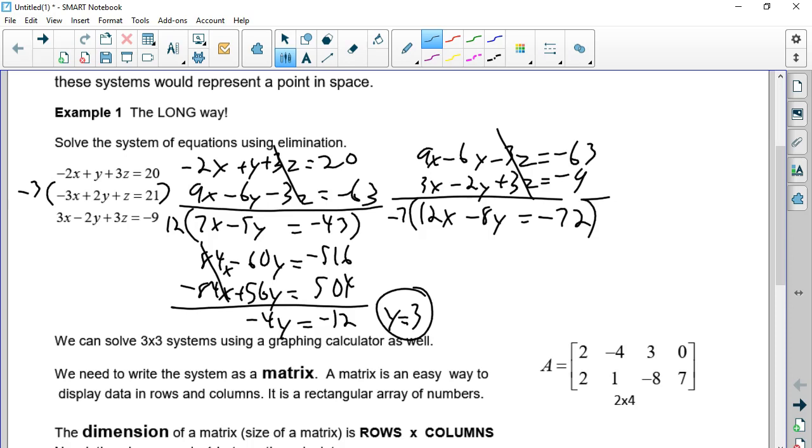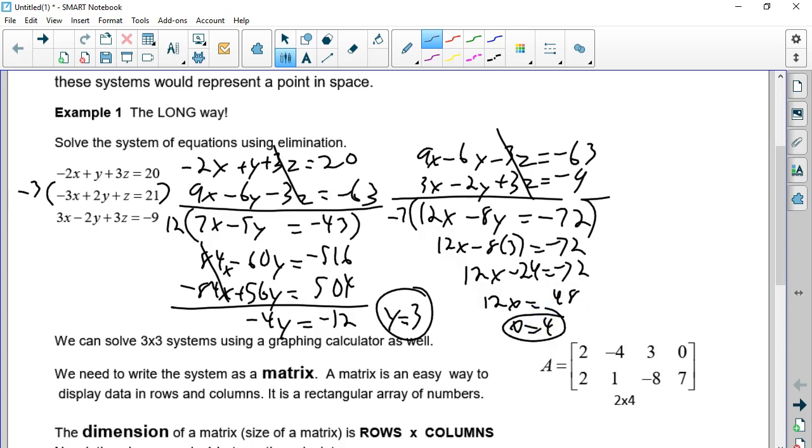Now, to find x, I plug that 3 into one of these 2 equations. So I'll do it right here. 12x minus 8 times 3 equals -72. 12x minus 24 equals -72. I'm going to add 24. 12x equals 48. Divide by 12, x equals 4. Now that I have x and y, I can go back to one of my original equations and plug those in. So I'm going to go to the first one.